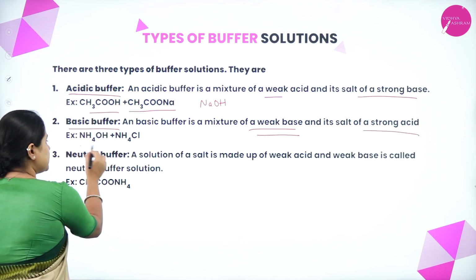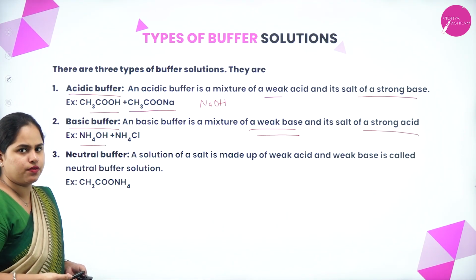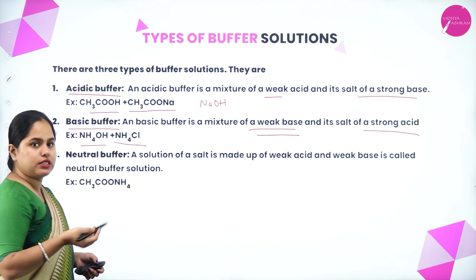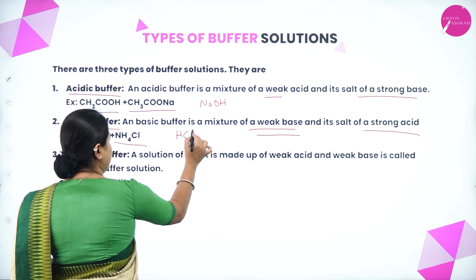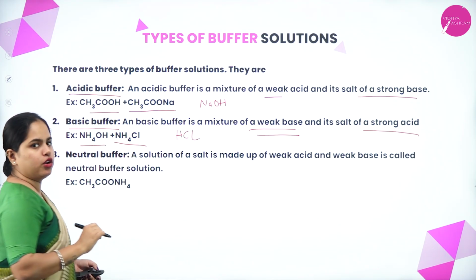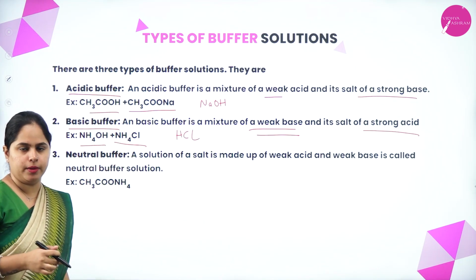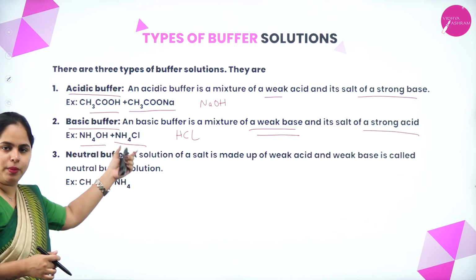So which is the weak base? Ammonium hydroxide, NH4OH, is a weak base, and ammonium chloride is a salt with a strong acid. Which is a strong acid? HCl. So HCl and ammonium hydroxide will form the salt ammonium chloride, right? So this mixture gives you a basic buffer.